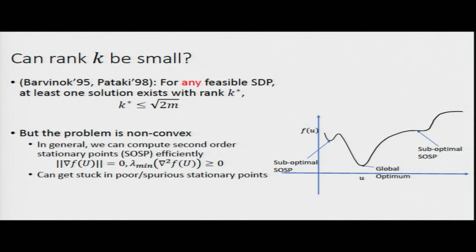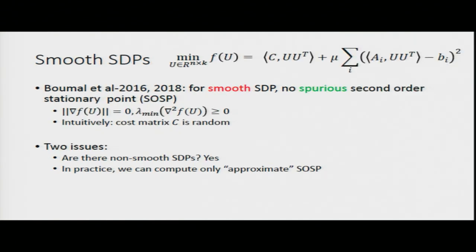But the issue is that this factorization problem is non-convex. And in general, we know only of efficient algorithms for solving such non-convex problems up to second order stationary point. That is, we might end up with stationary points which are second order and can be far away from the global optimum. Right? So my co-author, Nicolas Boumal, and some of his colleagues showed that this is not the case for a large class of SDPs. So if, let's say, this SDP is what we call smooth, that is where this matrix C is intuitively random, then the second order stationary point of this problem corresponds to the global optimum, every single second order stationary point.